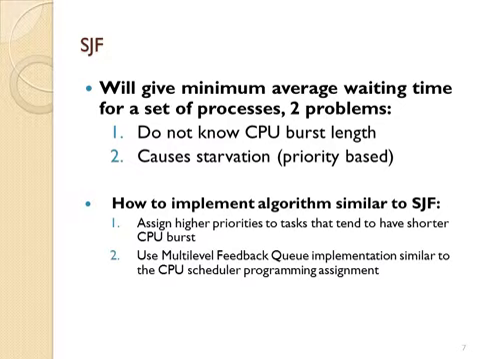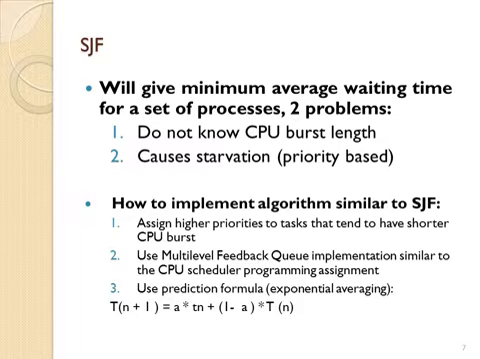Those tasks that tend to have shorter CPU bursts would have a higher priority. You could use a multi-level feedback queue implementation, which you don't know what that is yet, but we will be doing that on your CPU scheduler programming assignment, so I will explain that when we get to it. Or you could use what is called the prediction formula, which uses exponential averaging of the previous burst to predict the future. So let's go over the prediction formula.